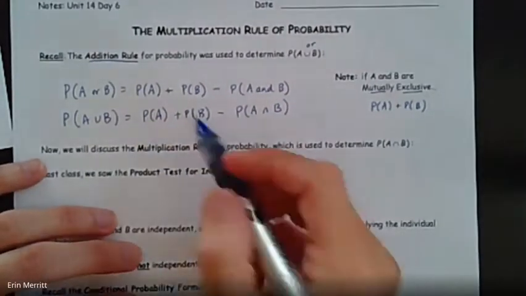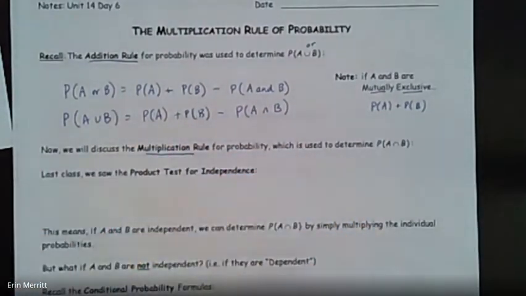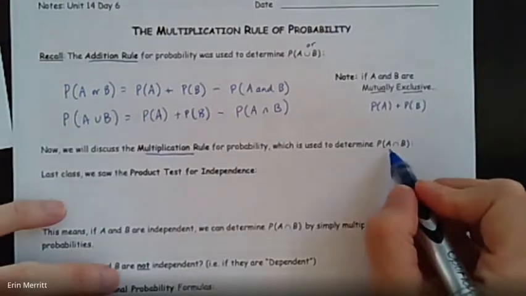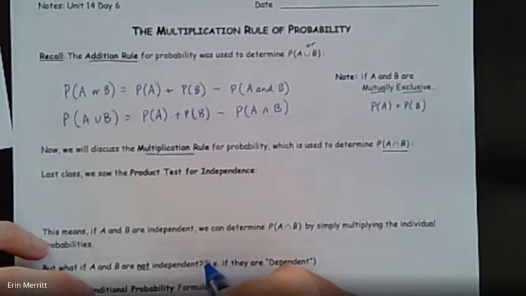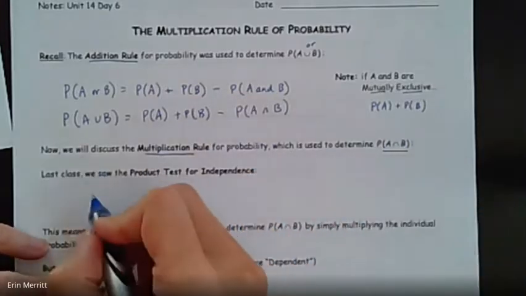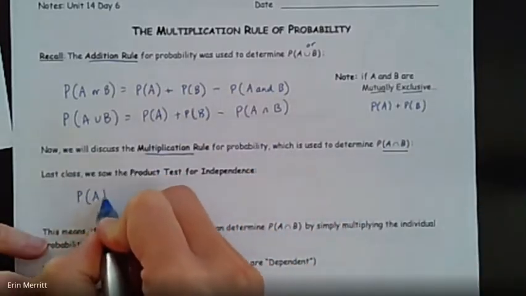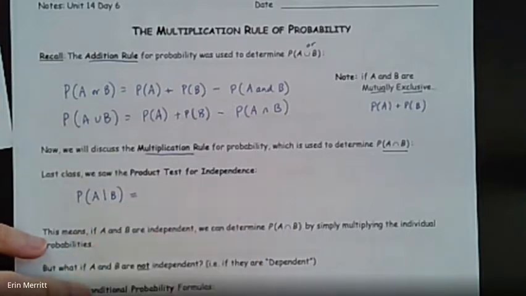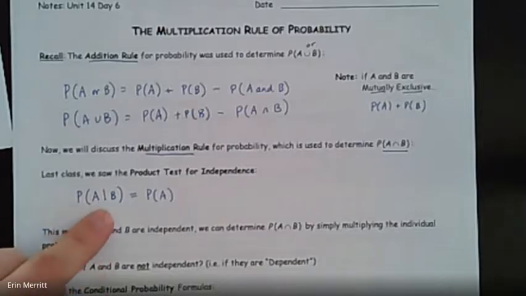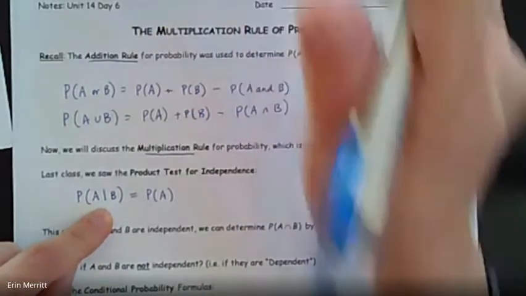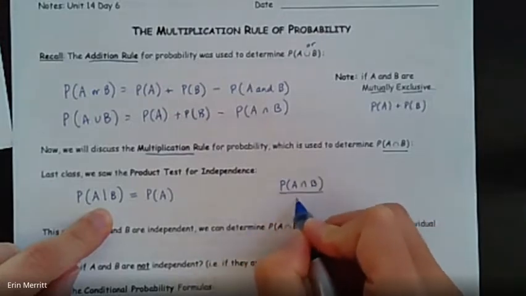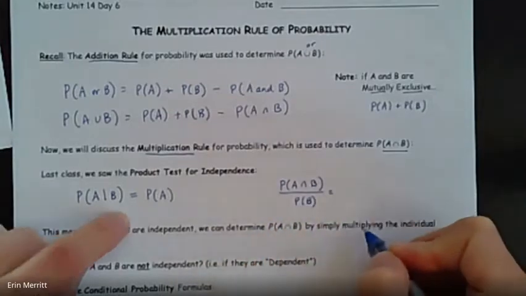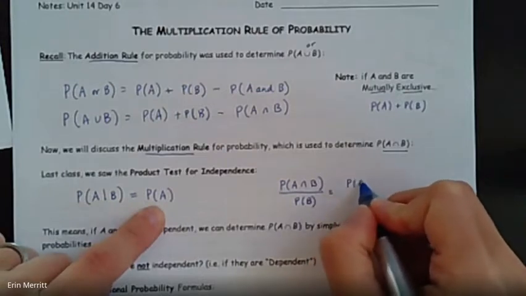And it says we're going to discuss the multiplication rule for probability, which is used to determine this little guy right here. It's saying in the last class we saw the product test for independence. The test for independence was the idea of the probability of A given that B happened. Is that the same as just the probability of plain old A all by itself? But we had to figure out how to calculate this conditional probability. So that's the probability of A and B over the probability of B. And then is that the same as the probability of A?